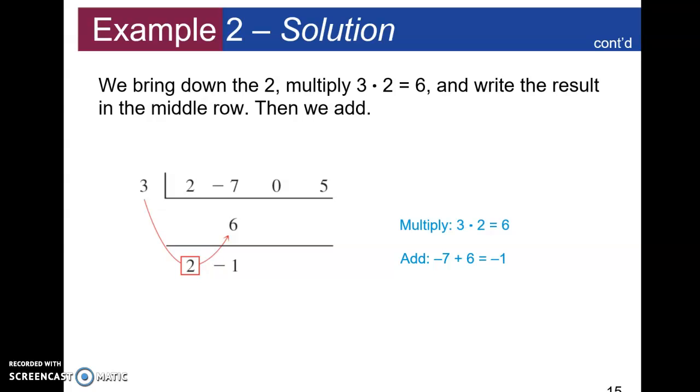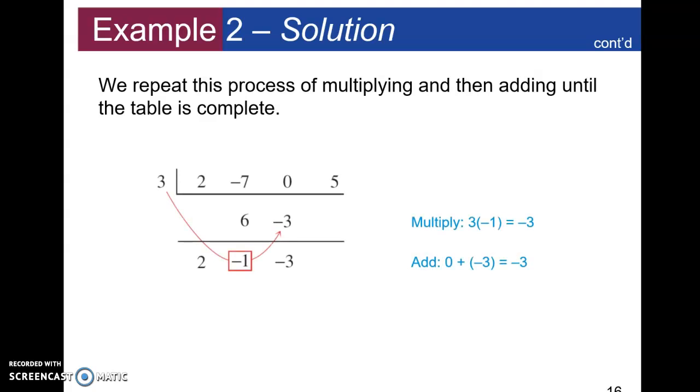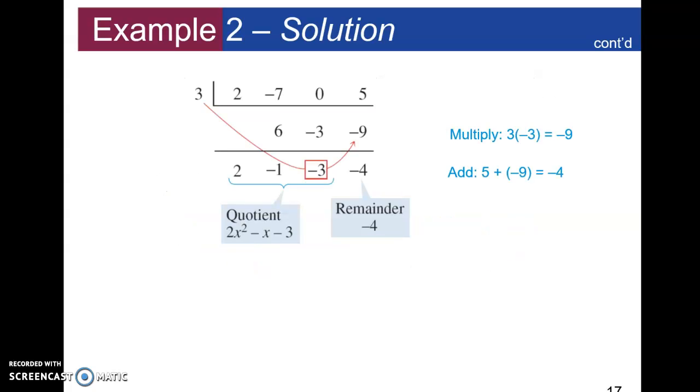Now we multiply the -1 by the 0. And -1 times 3 is -3. We put it under the next coefficient and add. Then we take that -3 and we multiply by the 0 of 3 and we get -9. And we add. 5 plus -9 is -4. The last number is always our remainder. The number before it is always our coefficient, or our constant, excuse me.